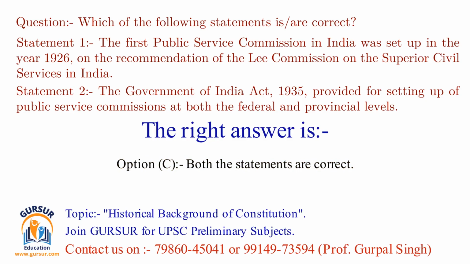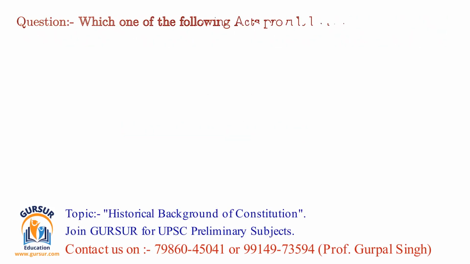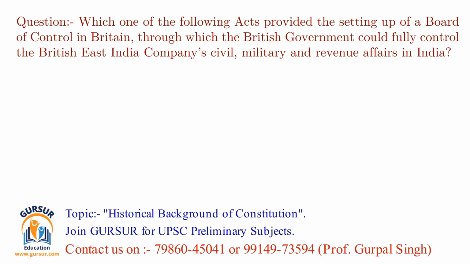So now we move next. The question number 4 is: which one of the following acts provided the setting up of a board of control in Britain through which the British government could fully control the British East India Company's civil, military and revenue affairs in India?